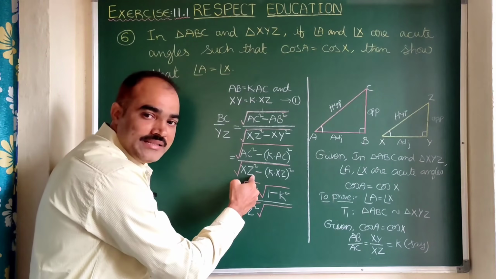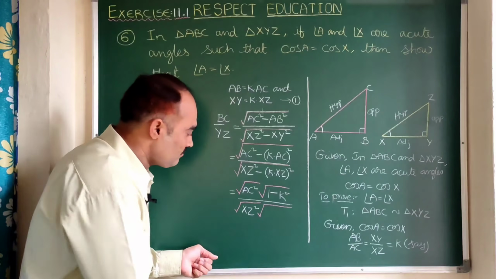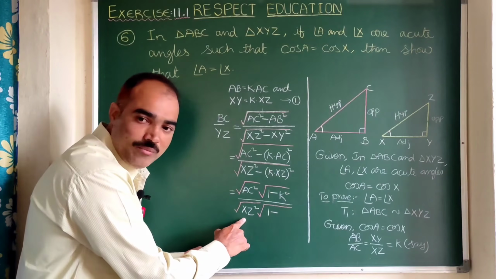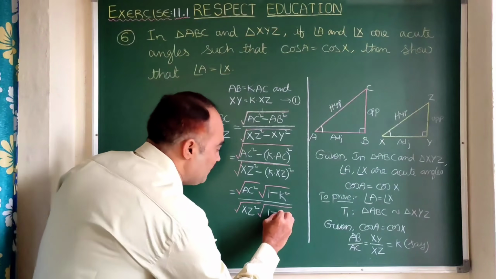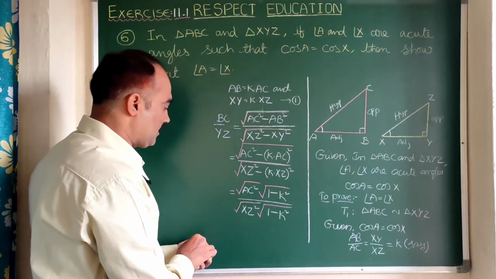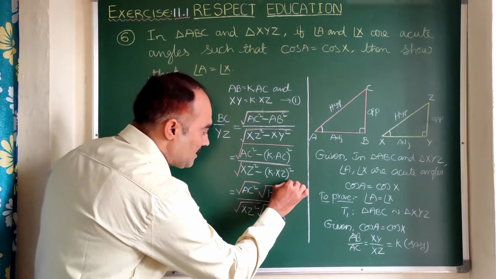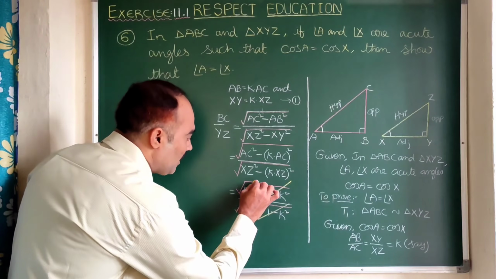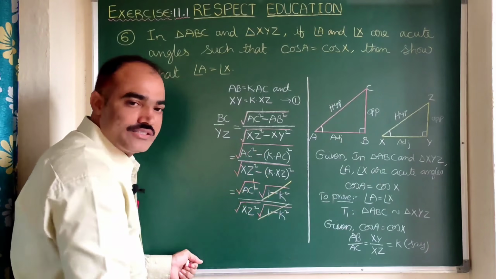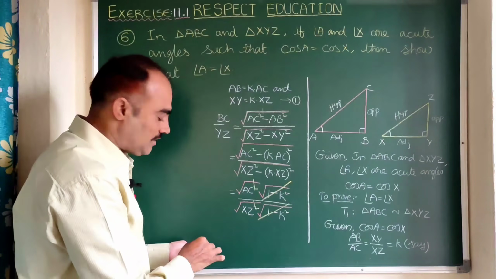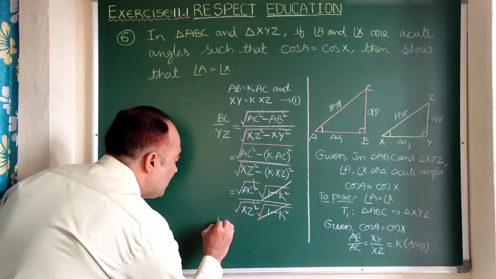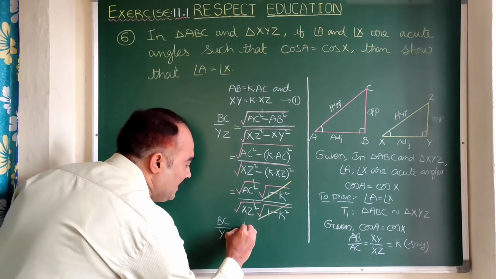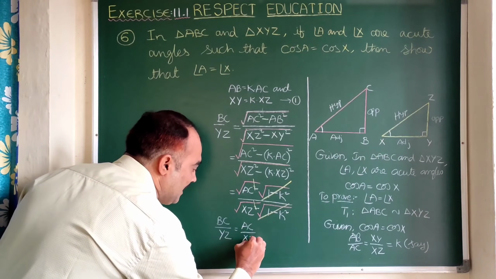xz square I have taken as common. Here what is left? 1 is left. Minus, in this k square xz square, I have taken xz square common. Here what is left? K square is left. Here you understand carefully that this 1 minus k square under root and 1 minus k square under root get cancelled. Clear? And moreover, under root of this square, the square and root both also get cancelled. So finally here we get BC by YZ is equal to AC by XZ.